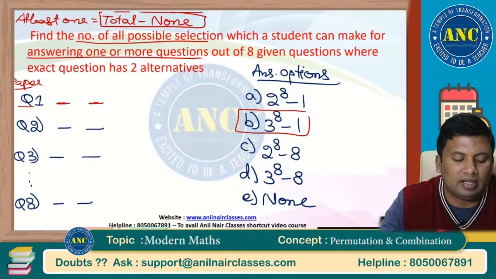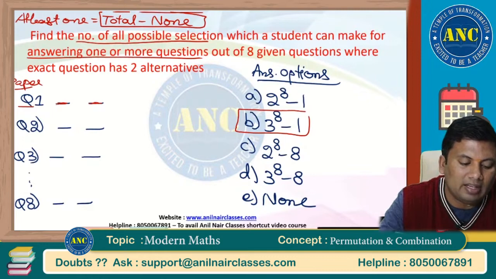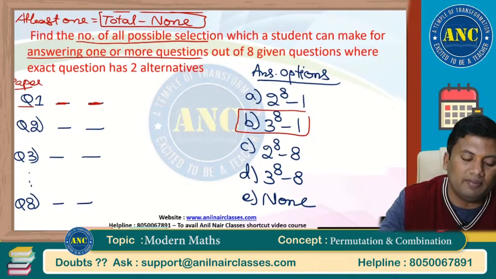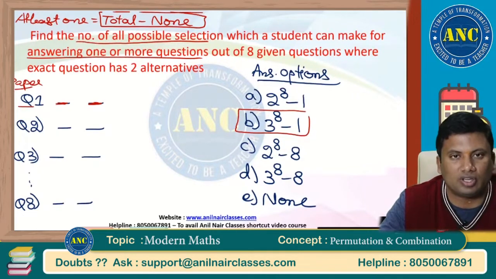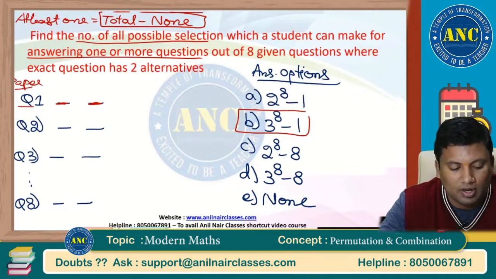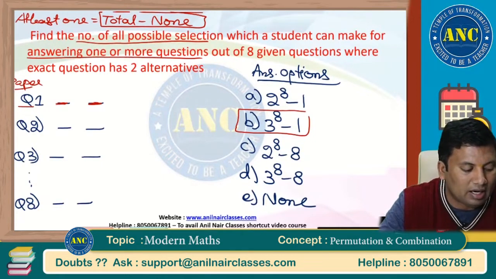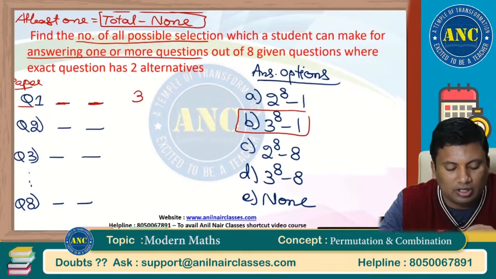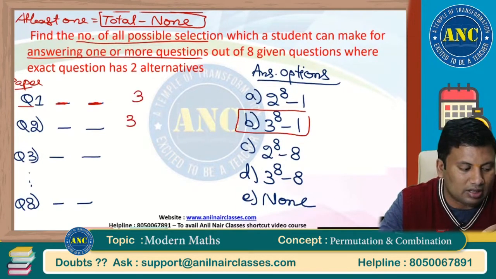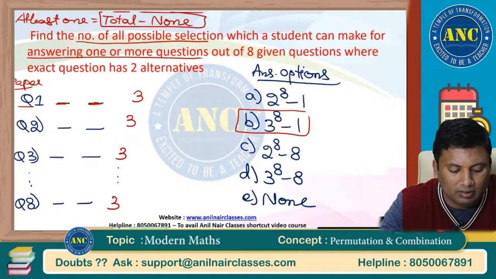So question number 1, either I can tick mark option A, or option B, or I can decide not to solve the question. That is also one of the ways. So option A, option B, or not tick marking any option. So these are nothing but 3, 3, 3, 3.